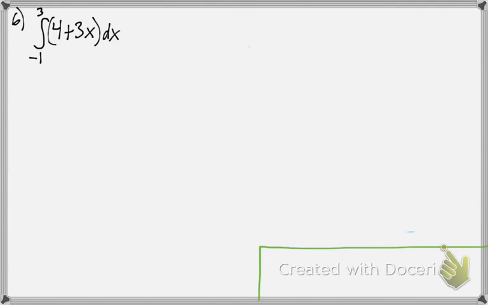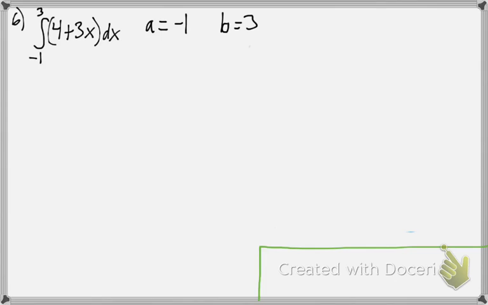The -1 here is like our a, and our 3 is like our b. So we're trying to find the area from -1 to 3.